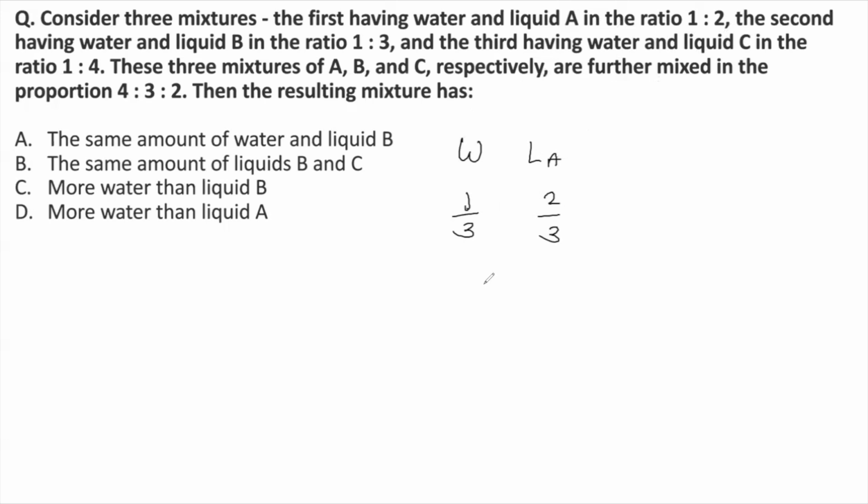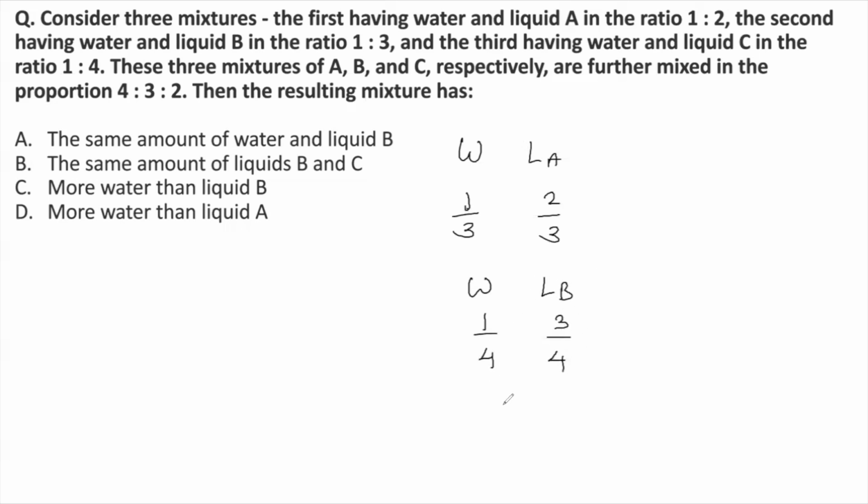Similarly, guys, the second mixture has water and liquid B in the ratio 1 is to 3. So water and liquid B, the ratio is 1 is to 3, means one fourth of the mixture is water and three-fourths of the mixture is liquid B.